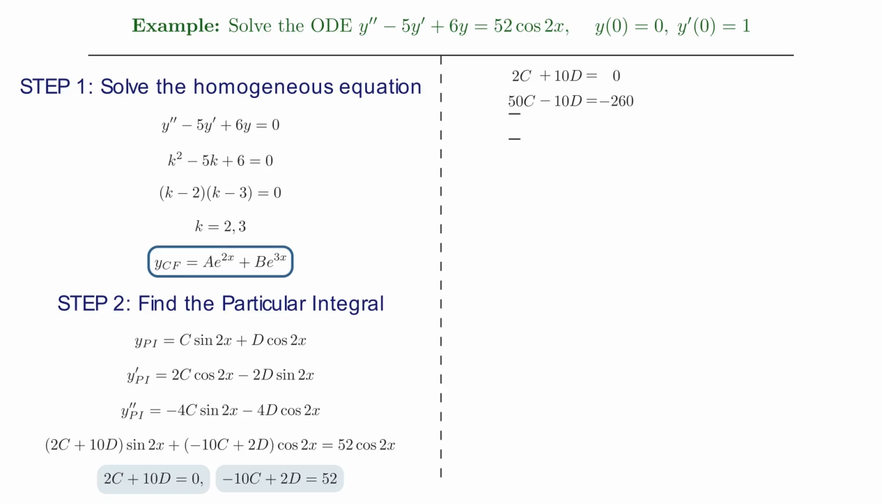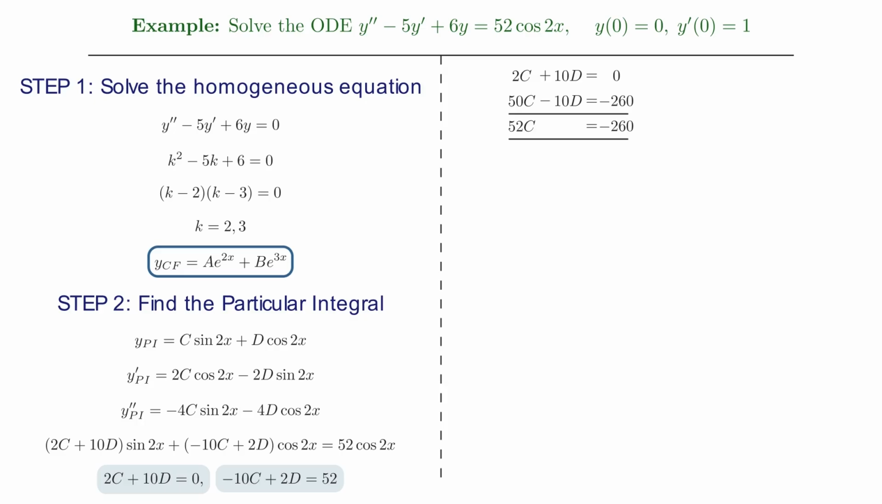I can now add these two equations together. So 2c + 50c is 52c, and the 10d - 10d will be 0, and the 0 - 260 is -260. So solving 52c = -260 will give us that c is -5.